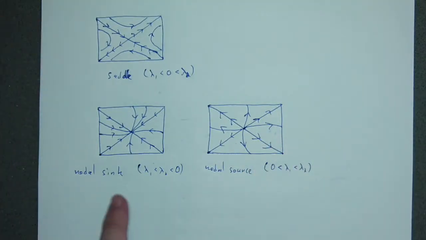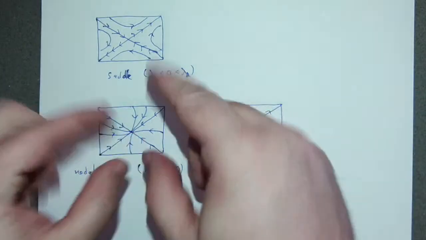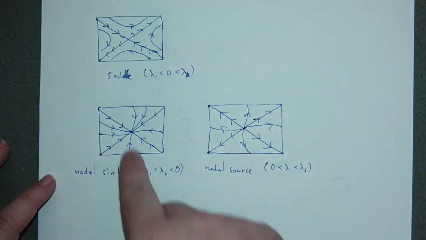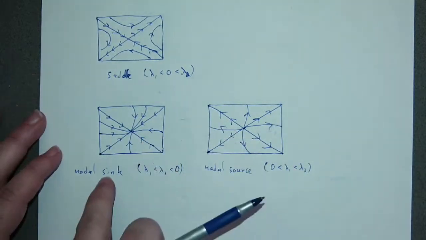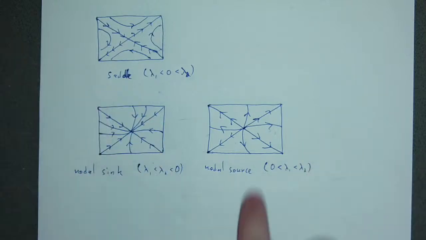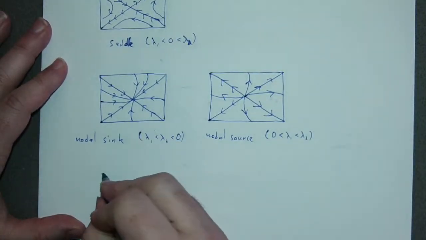Now, what's the difference between sink and source here? For the sink, all the motion indicated is towards this single node that's the origin. Everything is moving towards it. That's why it's a sink. For the source, everything's moving away from it. It is the source of this motion. So the difference between sink and source is the direction of the trajectories, whether they're going toward the origin or away from the origin. Okay, so that's those two cases. Next, I have the two cases where one of the eigenvalues is 0.